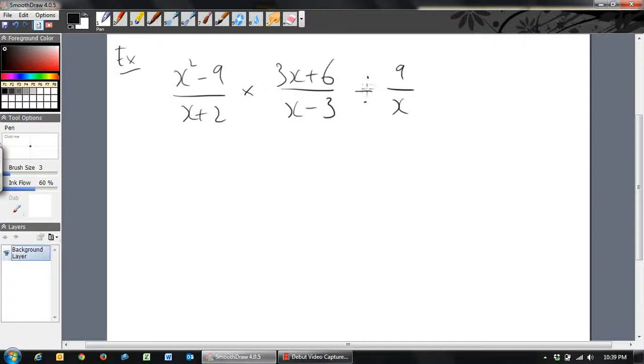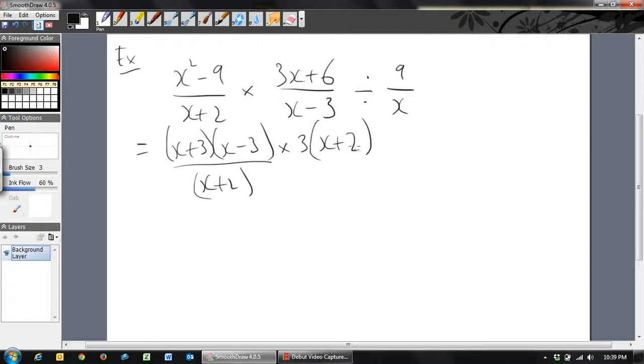Okay, here we go. Let's fool around with this. Let's just do some factorising, and then I'll do the flip probably all in one go. Factorise x squared minus 9, you get (x plus 3)(x minus 3) over x plus 2. I'm just going to multiply it all together at the same time. Let's factorise this 3x plus 6. That's going to be 3 bracket x plus 2 over x minus 3. And that's a divide, so we're going to change it into a times, and have an x over 9.